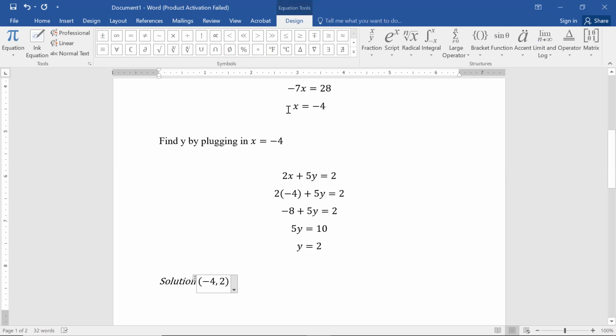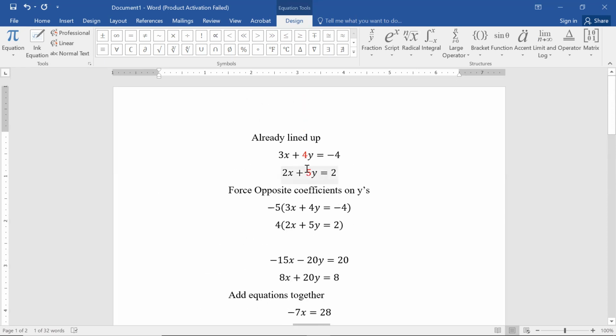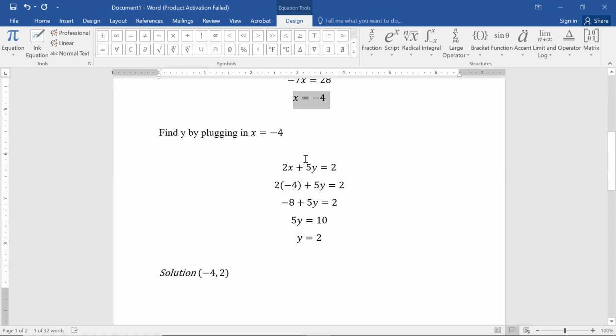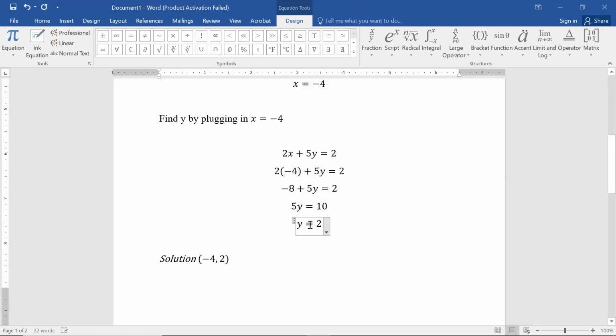So if you find your x, you can find the y by plugging it in to one of the original equations. And obviously I chose the second equation, but you could have just as easily chose the first equation, and you would have also ended up with y is 2. So whichever equation you choose, you'll end up with the same solution.